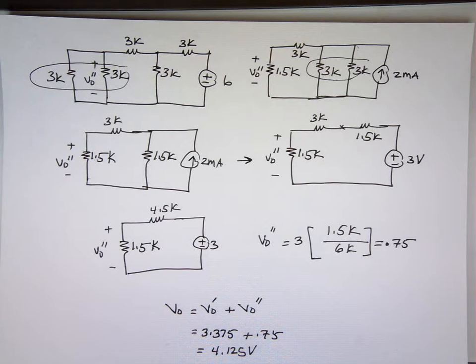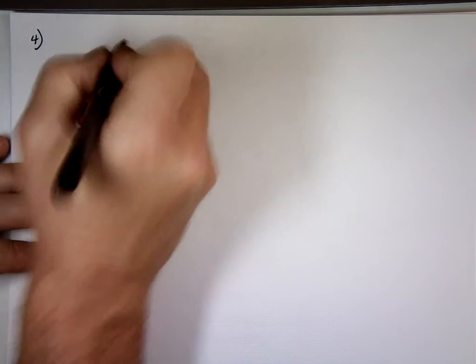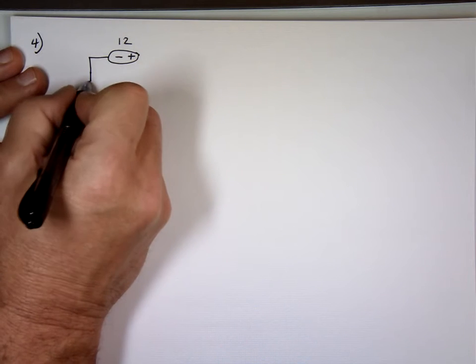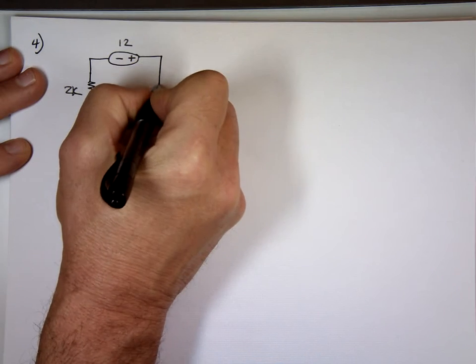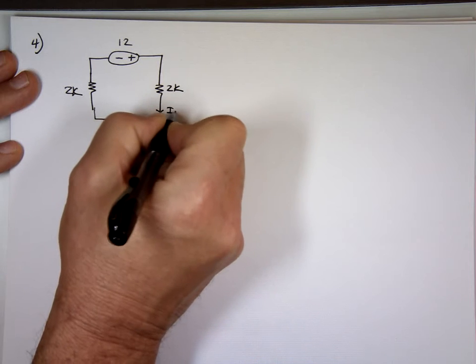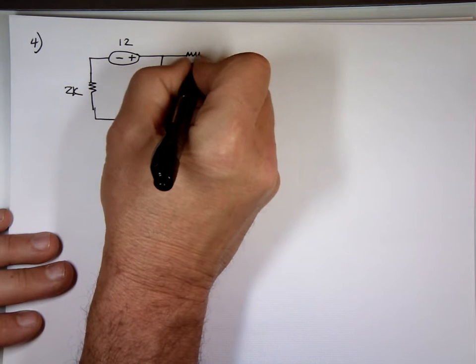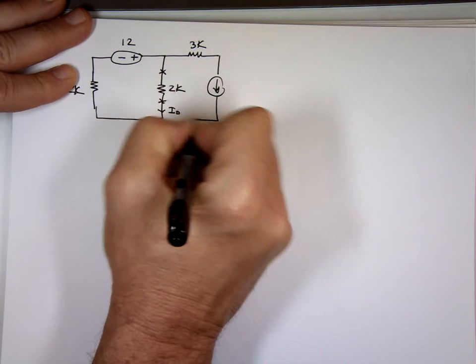Number 4. Perfect. Plenty of time. Question number four is, I got a source, negative to positive, on the top of 12 volts. I got 2K, and this is 2K, and I ask you to find the I out. And I put X's on the circuit for you, which means you need to cut the circuit right there. Four milliamp.